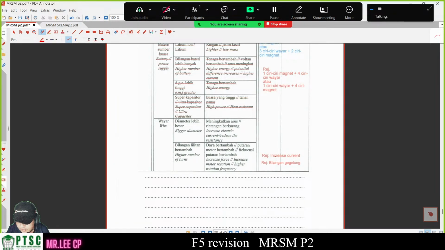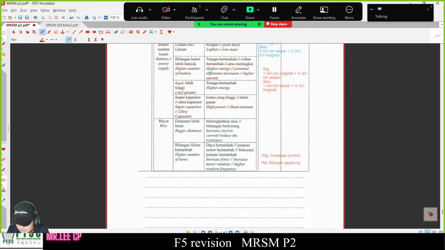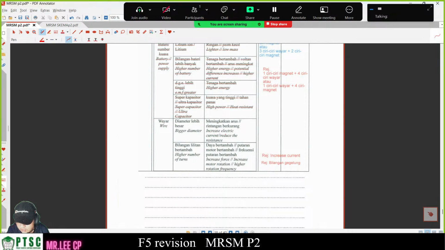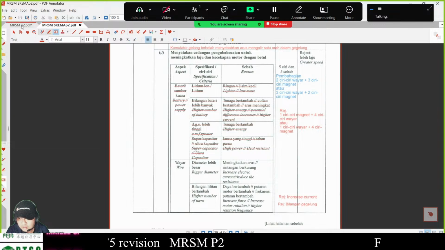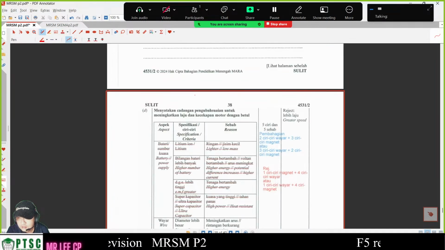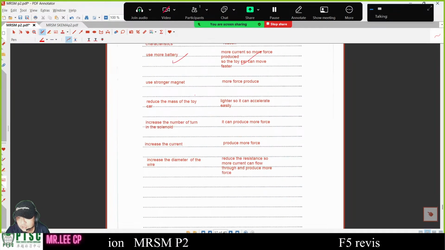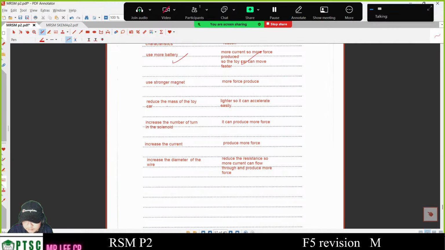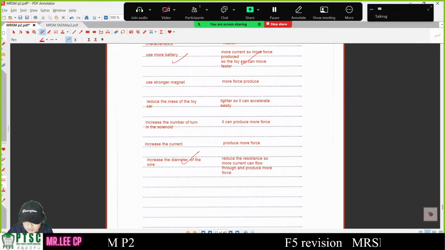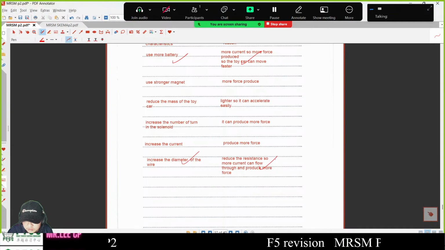So they said increase current. Increase the number of turns. Increase the current, reduce the resistance. Bigger diameter, okay. Let me see. Increase the diameter, reduce the resistance, more current can flow through.